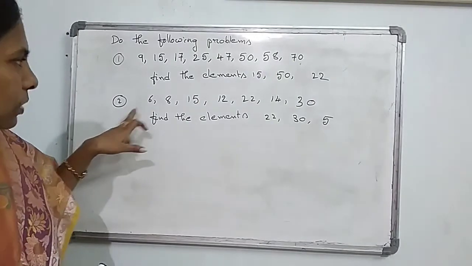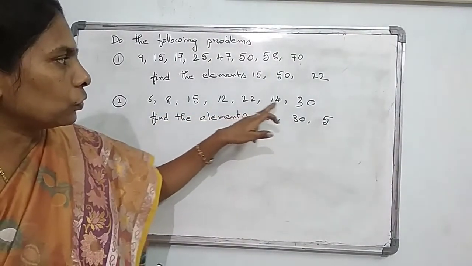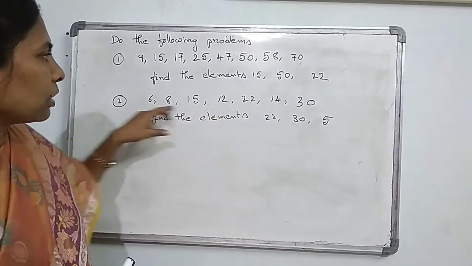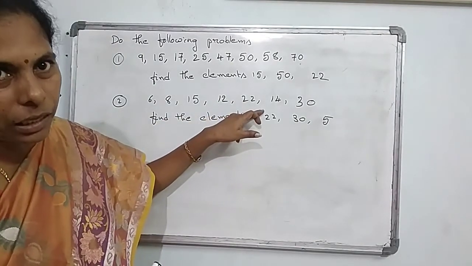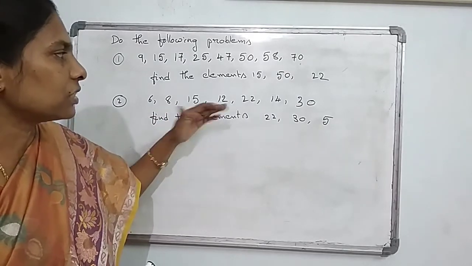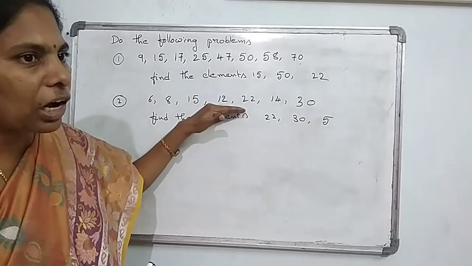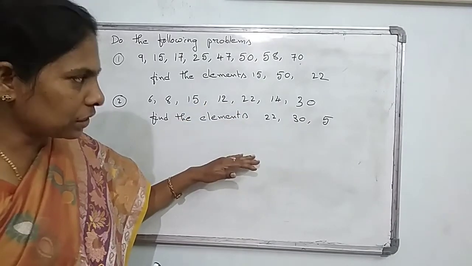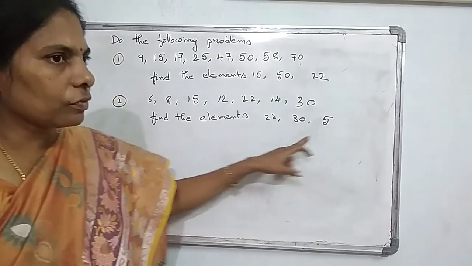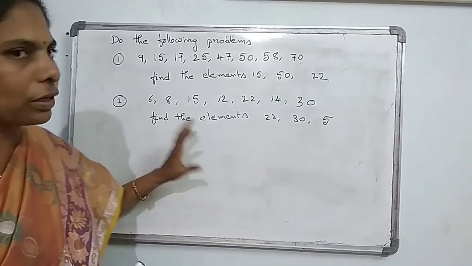And the second problem is 6, 8, 15, 12, 22, 14, 30. If you take these elements, they are not in increasing order. If elements are not in increasing order, first you must change these into increasing order. After that apply the binary search and find the elements 22, 30 and 5. So these are the two problems for exercise.